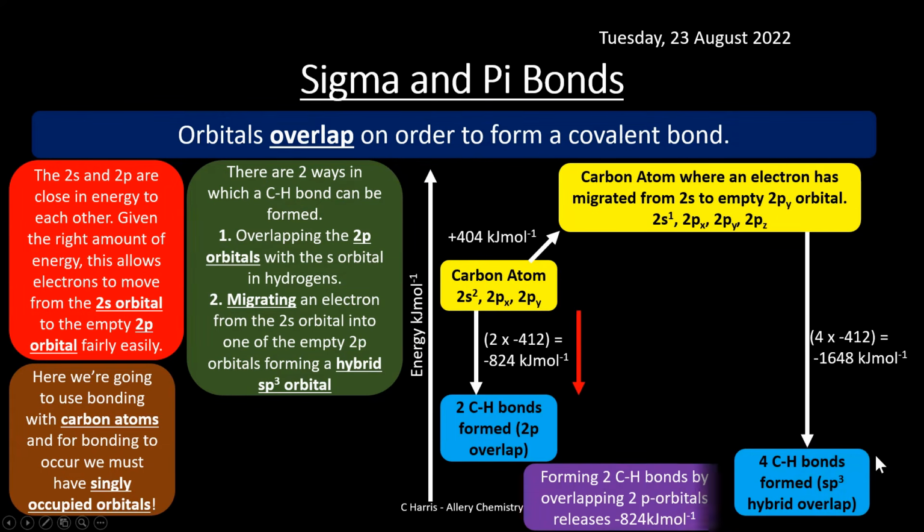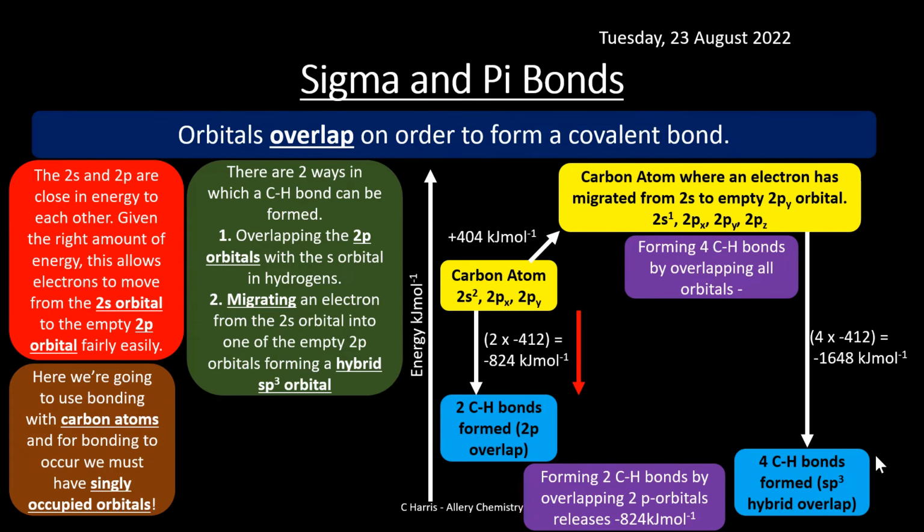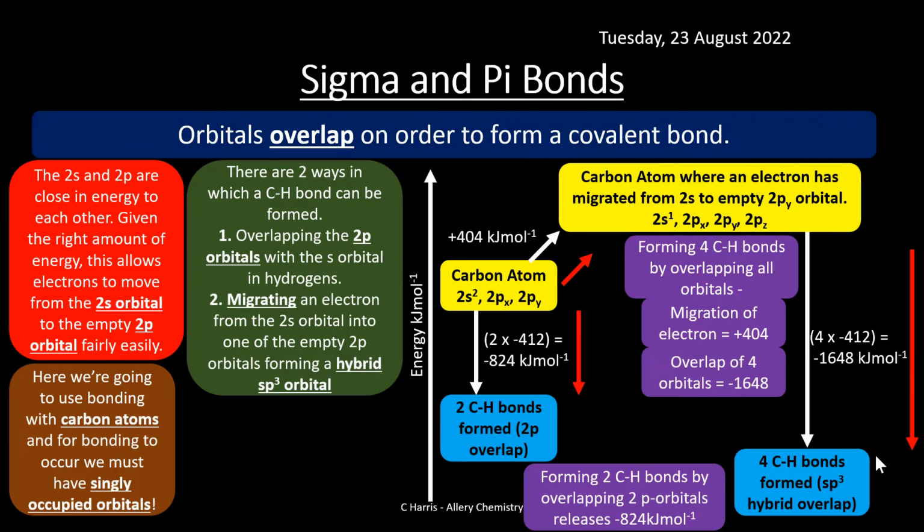So let's look at the energy here. Forming 2 CH bonds, which is an option, releases minus 824 kilojoules per mole. Forming 4 CH bonds by overlapping all of the new hybrid orbitals, we need to put energy in, which is not good, plus 404, but we release 1,648 kilojoules per mole when we form 4 new bonds. So the total energy change is minus 1,244.